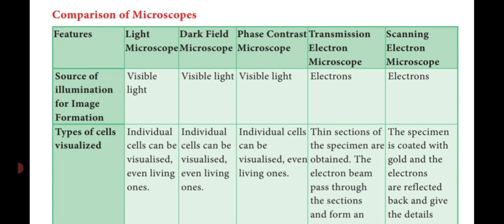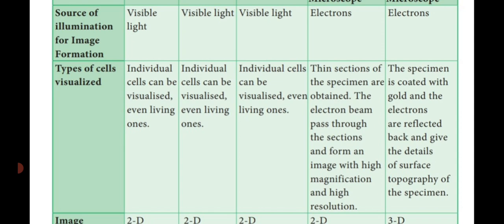Source of illumination for image formation. The first one is visible light. The last two use electrons, a beam of electrons only, isn't it? Then the types of cell visualized. First one, individual cells can be visualized, even living ones. So living things we are able to see only under the light microscope.